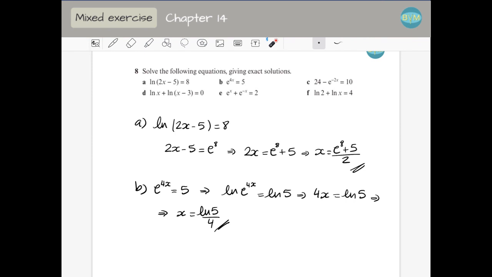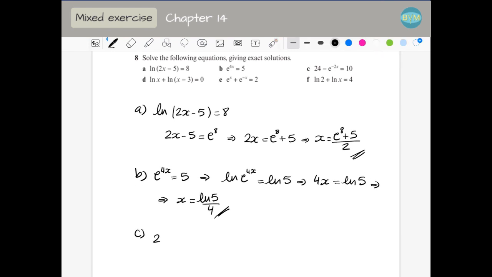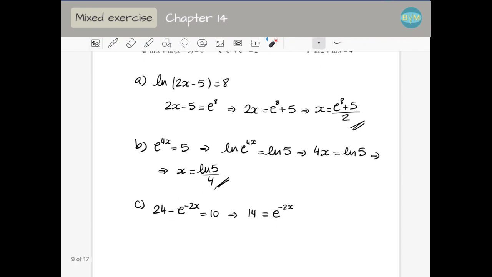See, this one, we have a bit of a mix. So we want to put e on one side and the numbers on the other. So we can reorganize this equation. We have 24 minus 10, which is going to be 14 on one side, and on the other side I'm going to have e to the power of minus 2x. So this goes positive on the other side. I'm adding e to the power of minus 2x.